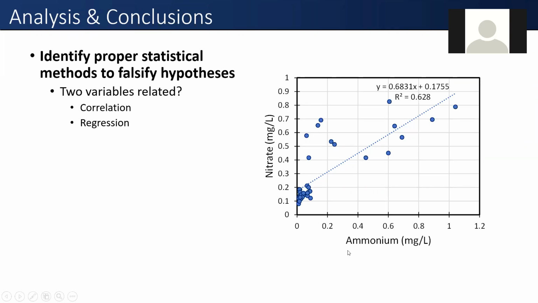If I wanted to know whether or not the concentrations of ammonium and nitrate are related, the first thing I might do is create a scatter plot like this. So I'm plotting the ammonium concentration on the x-axis and the nitrate concentration on the y-axis. And we can see here, I've put in a line of best fit, a linear trend line. And I've got my equation for the line and the r² for it up here. And this r², 0.628, that's pretty high for environmental data.